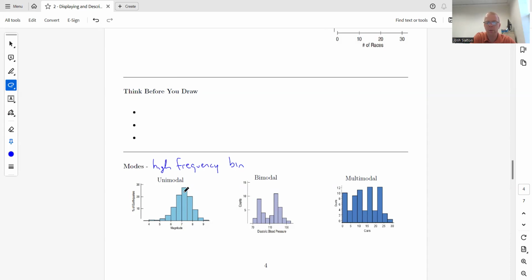So we have a unimodal where you just have one, we have bimodal where we have two, and then multimodal, more than two. The thing to point out here is with the bimodal and the multimodal, they don't have to be the same height. So we don't have two that are equal as far as most frequently occurring, but they are tallest in the area around them, in their little neighborhood. So that's really all we're looking for with the mode.